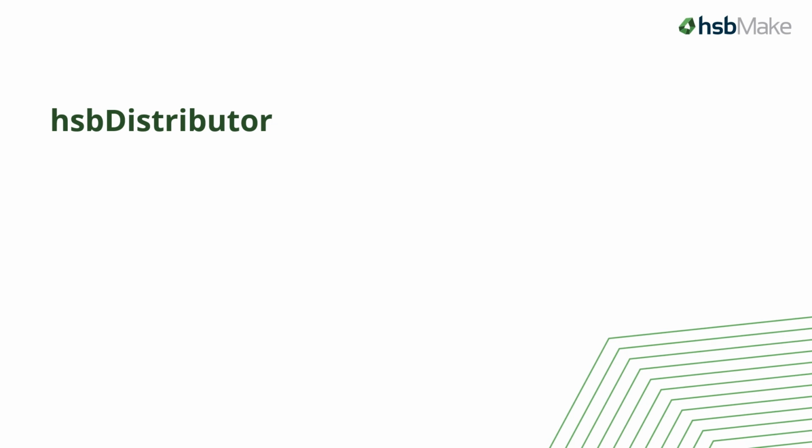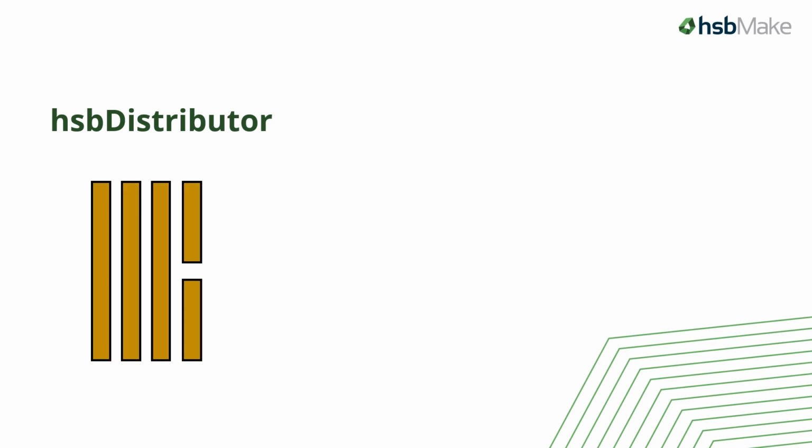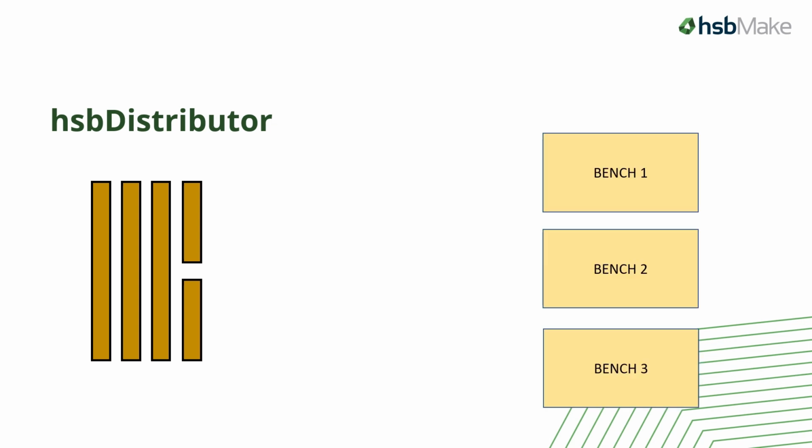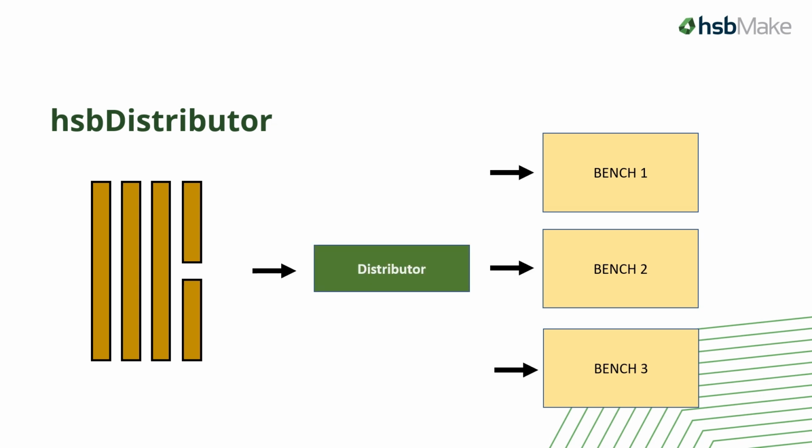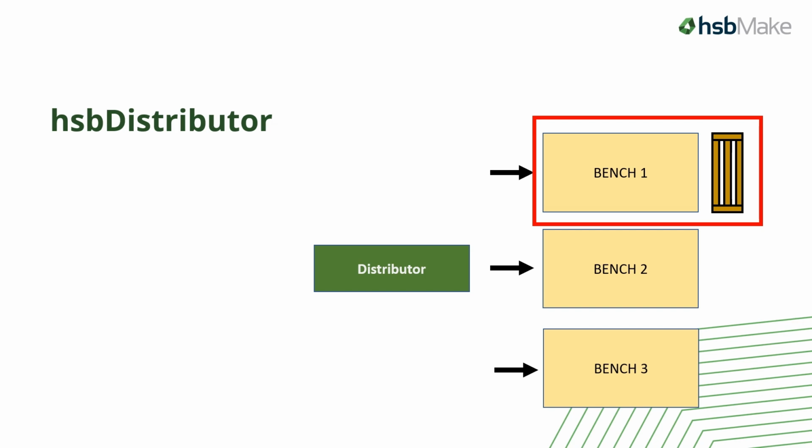Now let's take a look at an example. A panel that has all its timber beams cut and is ready for assembly. In this case, there are 3 benches available for the panel to be assembled at. With a distributor, the production team can easily decide which bench the panel should go to. For this example, they've chosen to send the panel to bench 1.